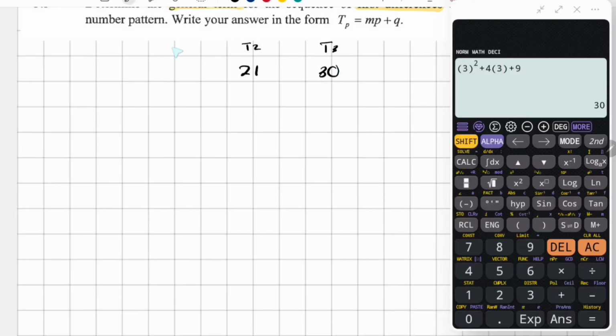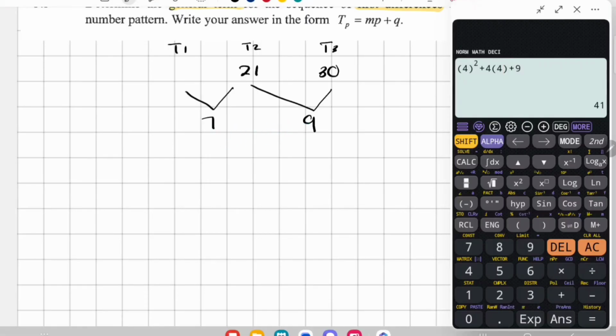I didn't know the first term, but it wasn't really necessary because I already had the first term of the first differences. So all I need here is the second term. 30 minus 21, we're going to get 9. And then I will just need a fourth term, but it's really not necessary. With 2 terms, it's enough because this is going to be a linear pattern either way. But if we find the fourth term in the quadratic pattern, it is 41.